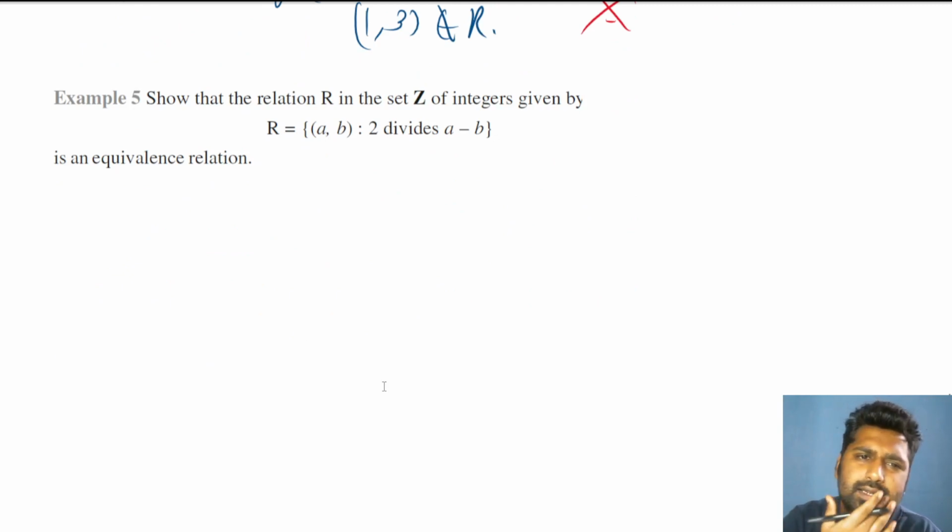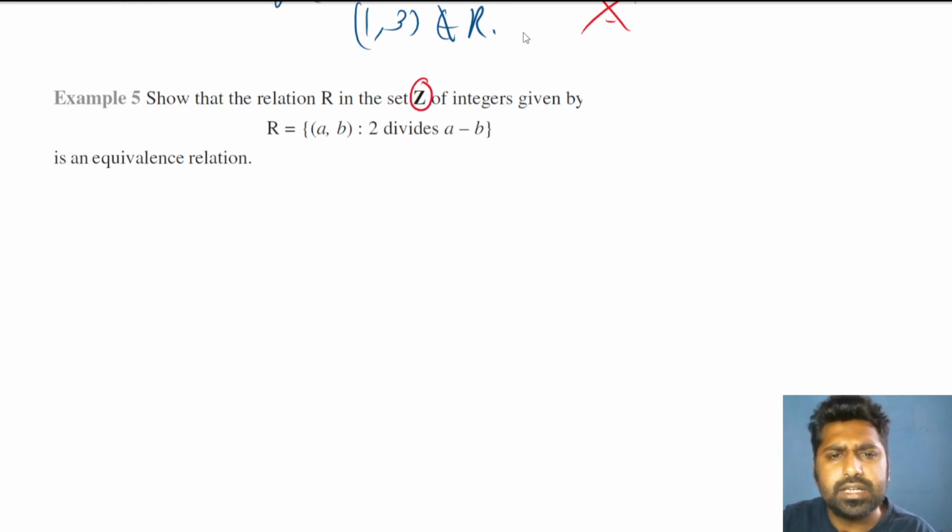It's saying the relation in set Z, means we have to consider integers. Given by A comma B. So we have to write the elements A comma B as per the condition 2 divides A minus B. Means when you subtract them, it should be divisible by 2. We can write a lot of numbers which satisfy these conditions because the relation is in set Z. So we'll do it in general, not for elements as such. You can do it for elements also.